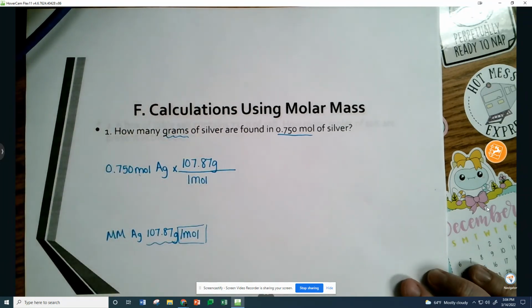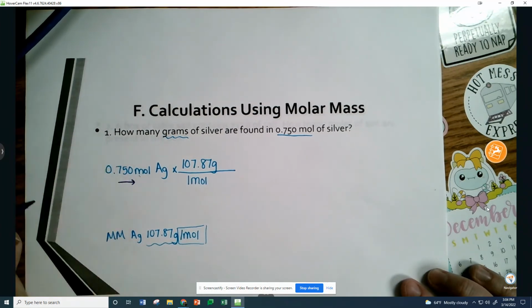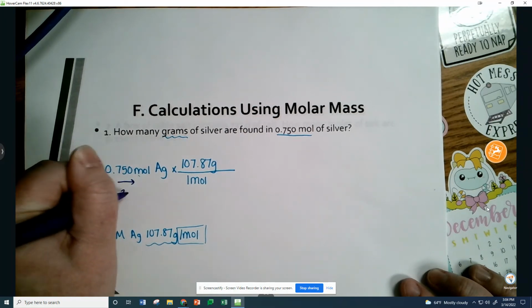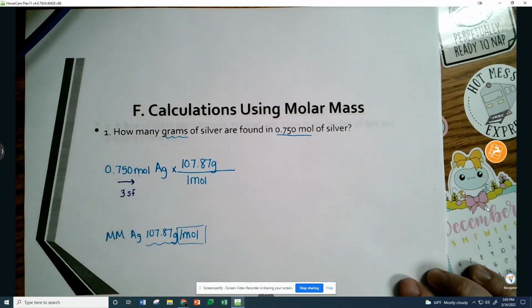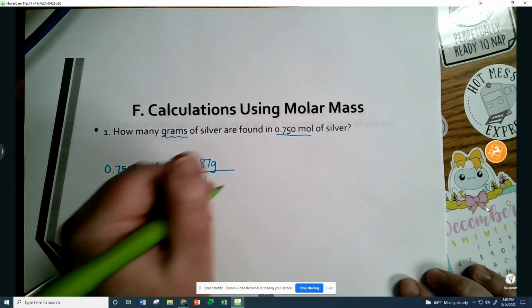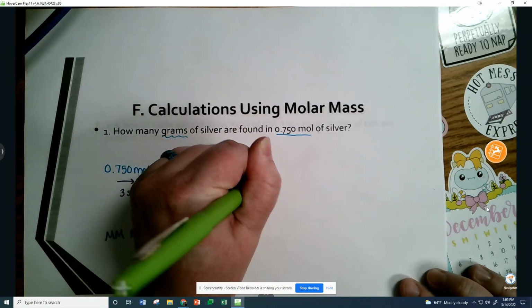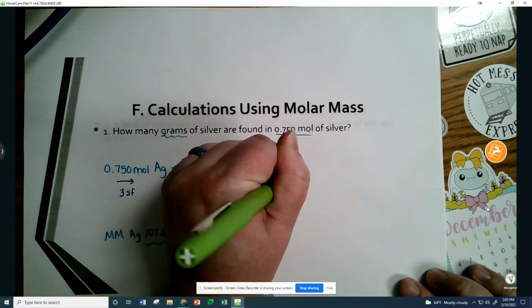So mathematically, I just need to multiply. Tricky one here, that 0 in the front doesn't count. It's only the 7, 5, and 0 that count, so 3 sig figs. So multiplying to get my answer, I get to 3 sig figs, 80.9, and that's grams of Ag.